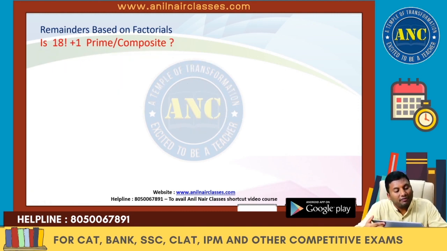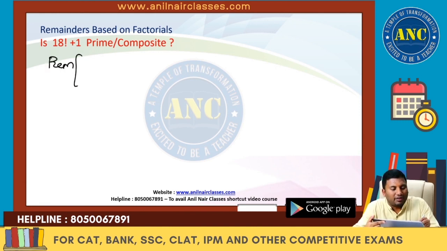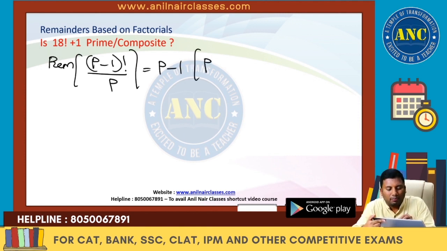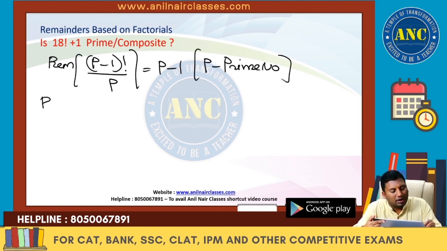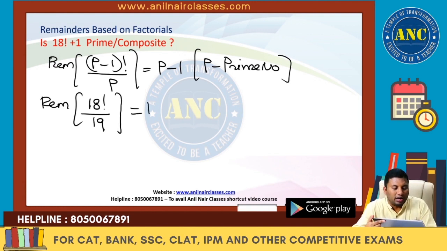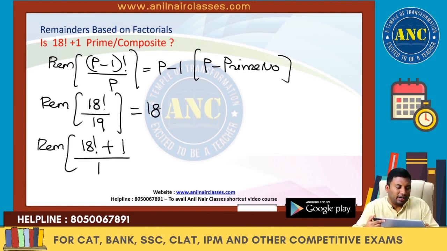Is 18 factorial plus 1 prime or composite? Always look out for that number. (p minus 1) factorial divided by p gives p minus 1 when p is a prime number. So 18 factorial by 19 is nothing but 19 minus 1, 18. But I require 18 factorial plus 1 divided by 19. This value is 18.